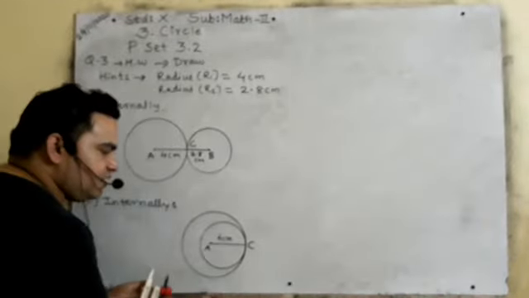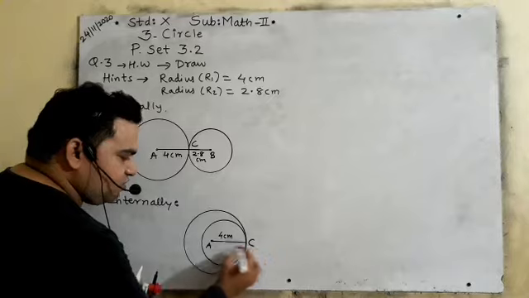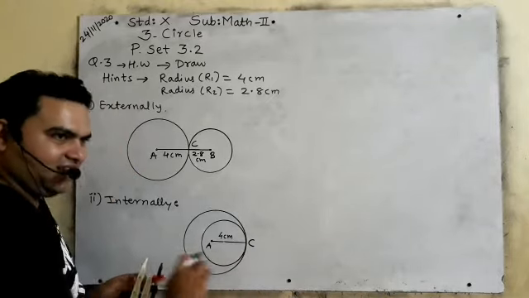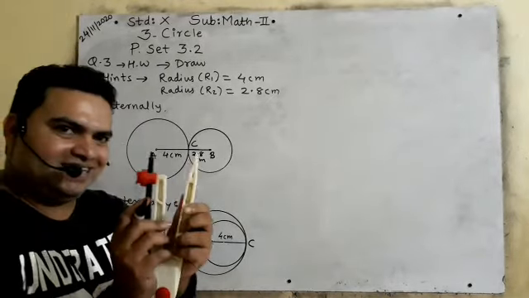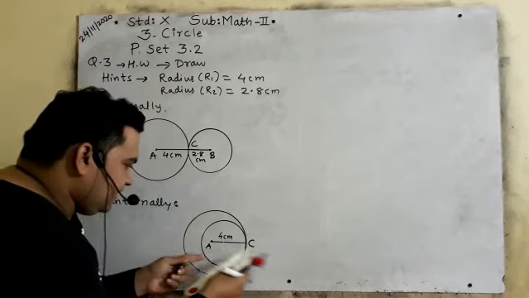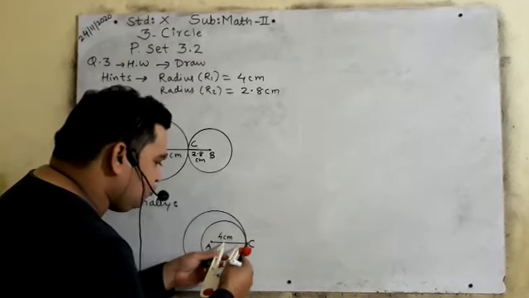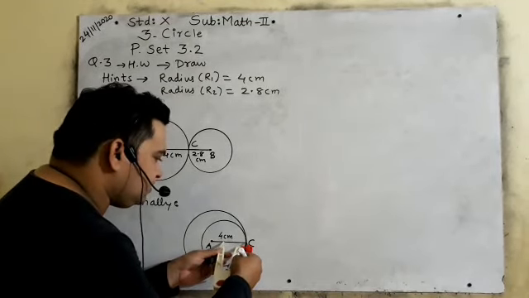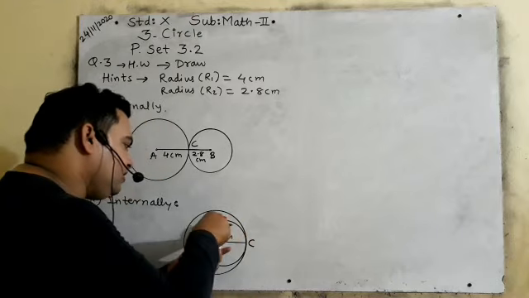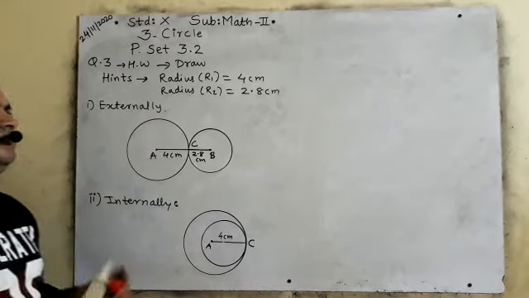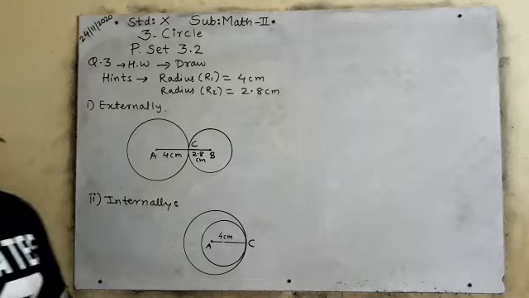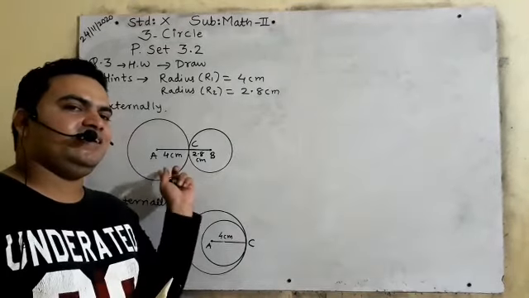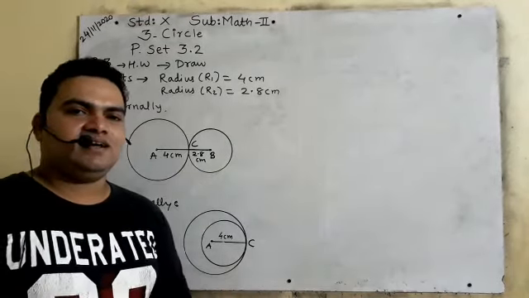First you will draw the bigger circle. You will measure the radius of 4 centimeter with the scale, and then you will take 2.8 centimeter in the compass. On that line you will keep it and you will check 2.8 centimeter. You will touch the circle and then you will draw the internal circle. This will be homework to you. I hope you understood how to construct externally and internally touching circles.